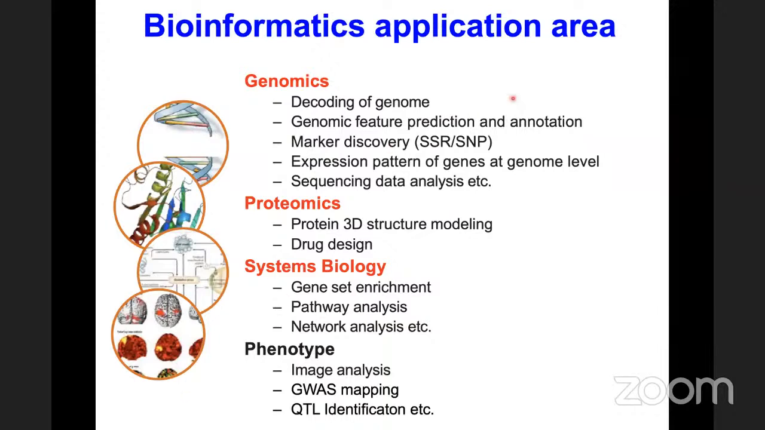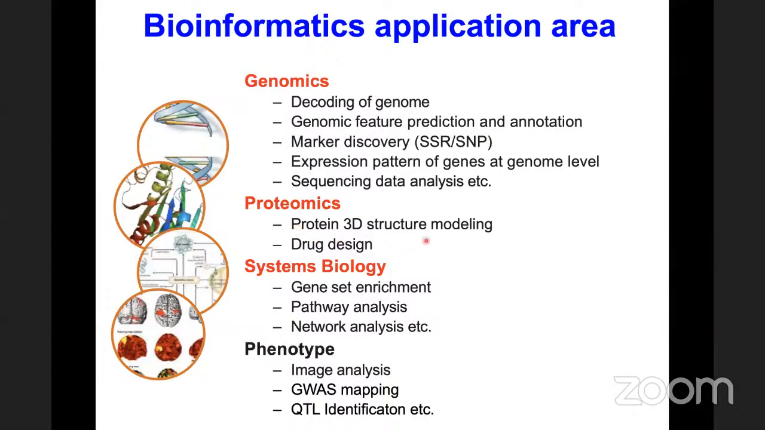The application areas of bioinformatics, especially genomics, include decoding of the genome, feature prediction, and marker discovery, which is very important these days, like for quality. Here we have a PETA center and we give a certification for all the basmati rice exported from India to the globe. So these markers are very important in terms of proteomics, that it is useful.